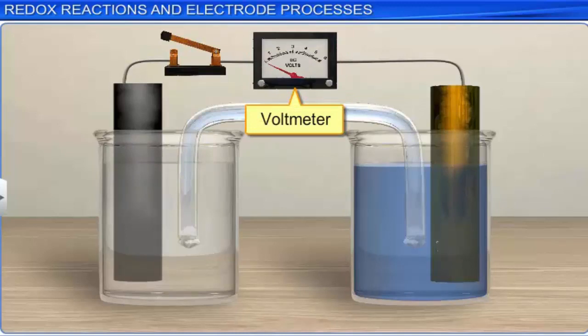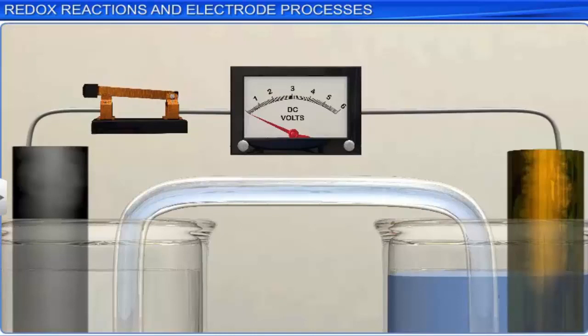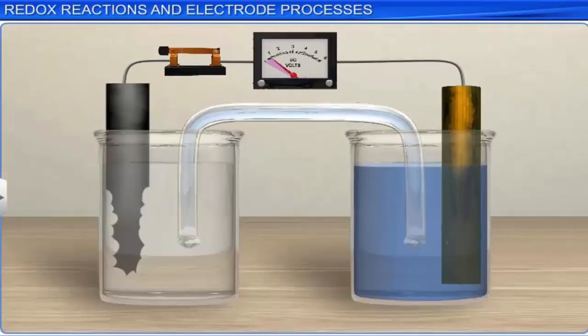When the switch is in the off position, no reaction takes place and current does not flow. As soon as the switch is in the on position, current flows and the reading in the voltmeter changes, indicating that current is passing through it. The current is caused due to the chemical reaction taking place between the two beakers.